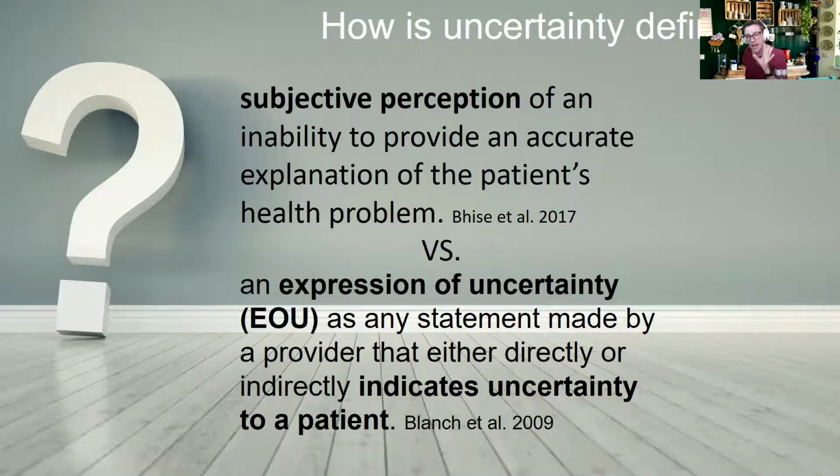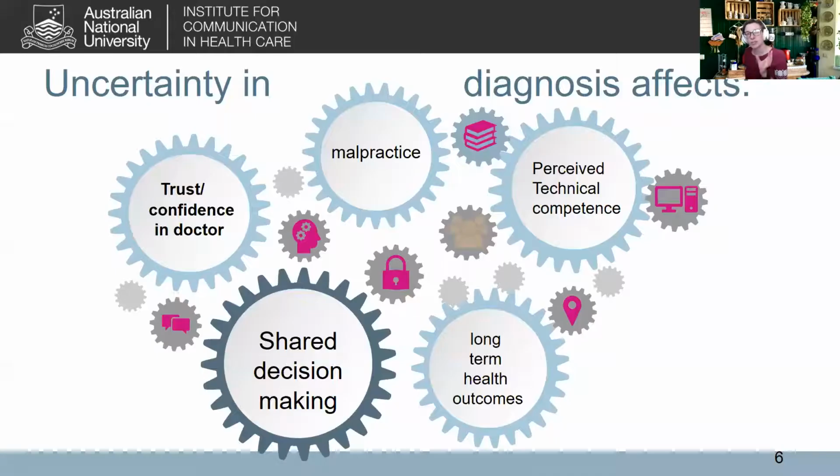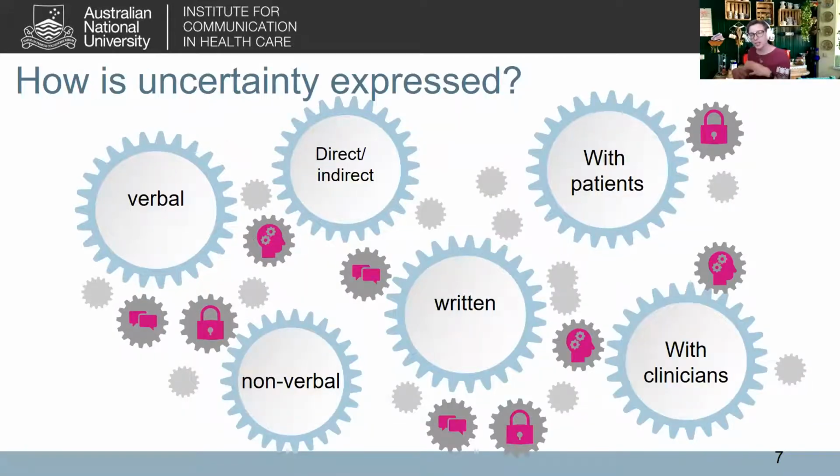But what has been done on uncertainty shows that it has huge effects on the doctor-patient relationship, but also on actual health outcomes. So it can affect how patients trust their doctor, what confidence they have, whether they adhere to anything in terms of treatment and management that the doctor told them. But it also can affect how much they are involved in shared decision-making and informed consent and things like that. And then how is it expressed? Well, there are different ways to do it.